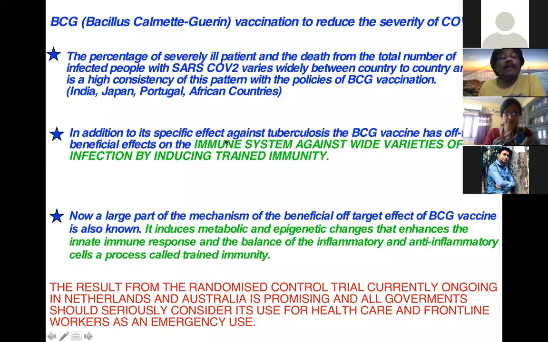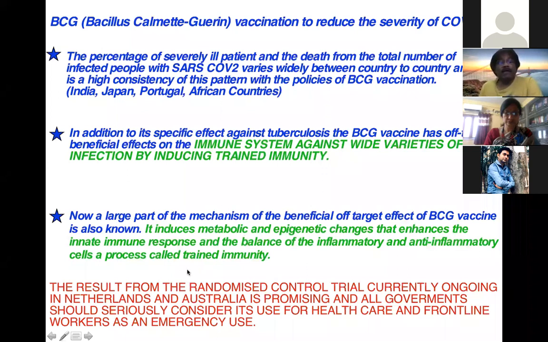So what is BCG? BCG is against tuberculosis, but in addition to its specific effect against tuberculosis, the BCG vaccine has an off-target beneficial effect. That means it can induce trained immunity. The mechanism of this beneficial off-target effect of the BCG vaccine is also known: it induces metabolic and epigenetic changes. A lot of work has been done on this.